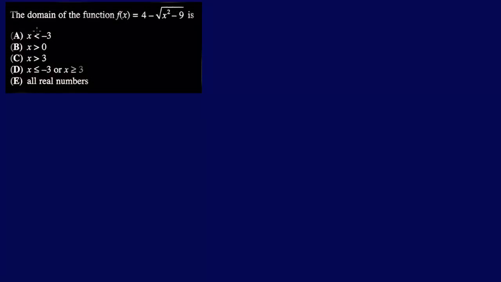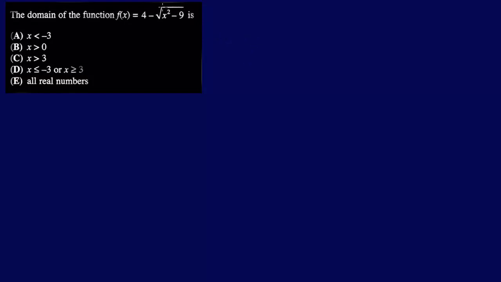The domain of the function f of x is equal to 4 minus the square root of x squared minus 9 is one of the following. So this is a domain problem, which means we want to find the possible x values.